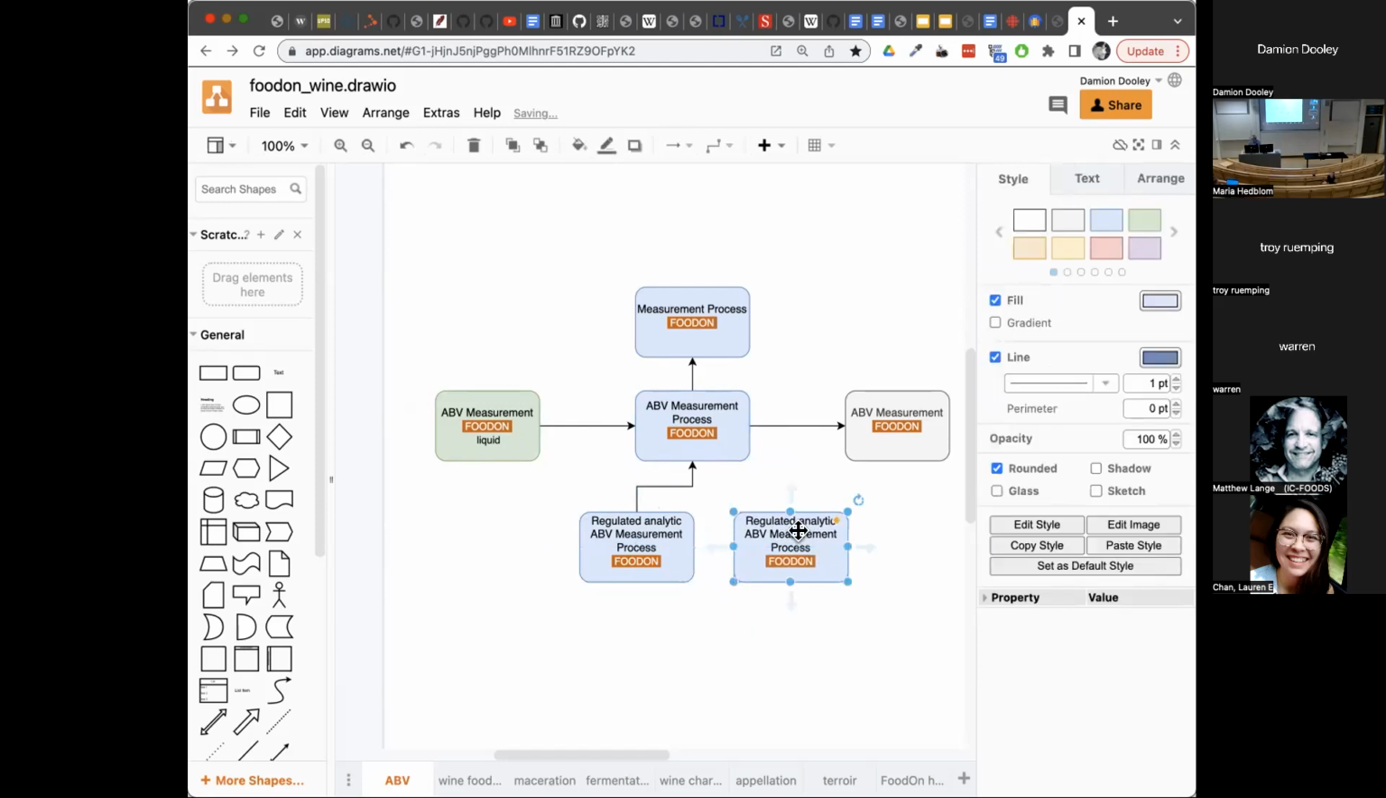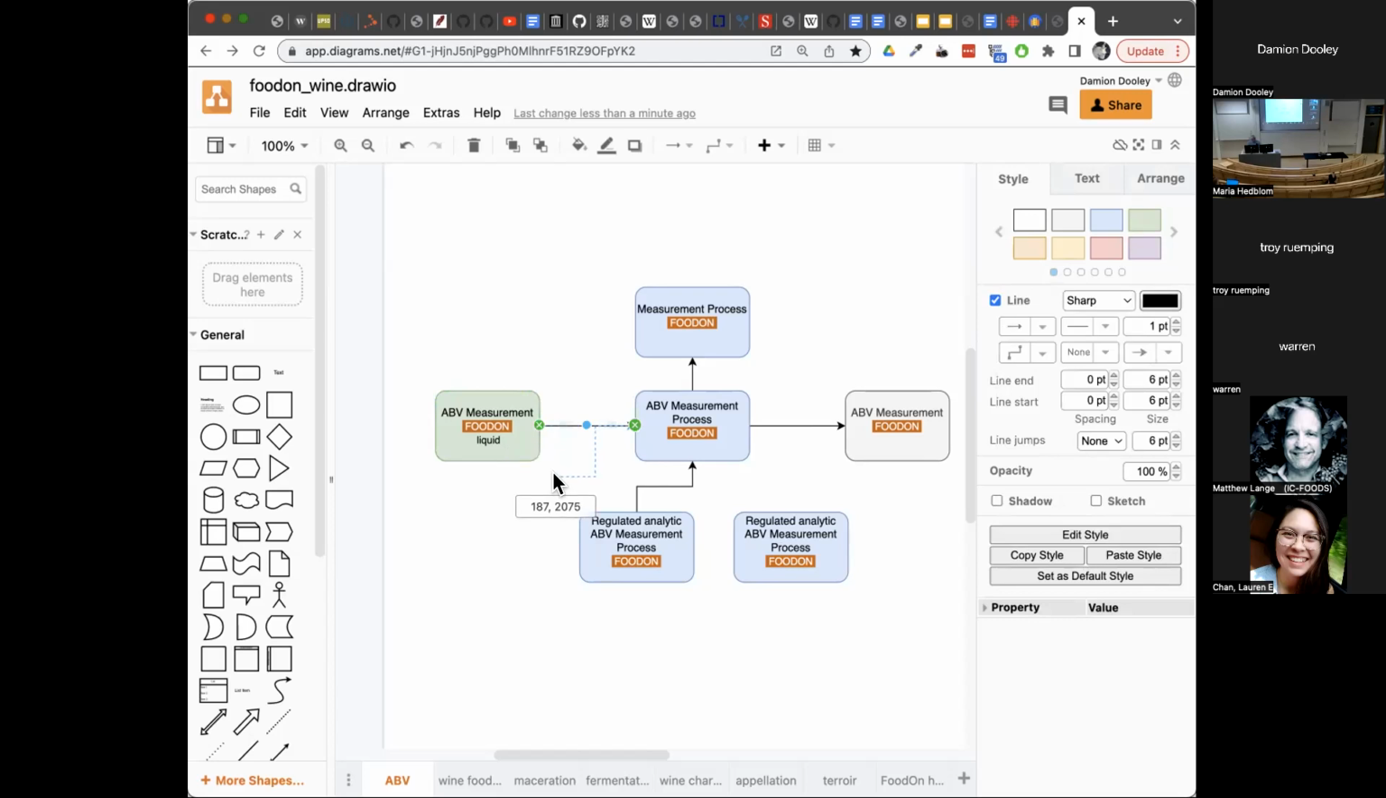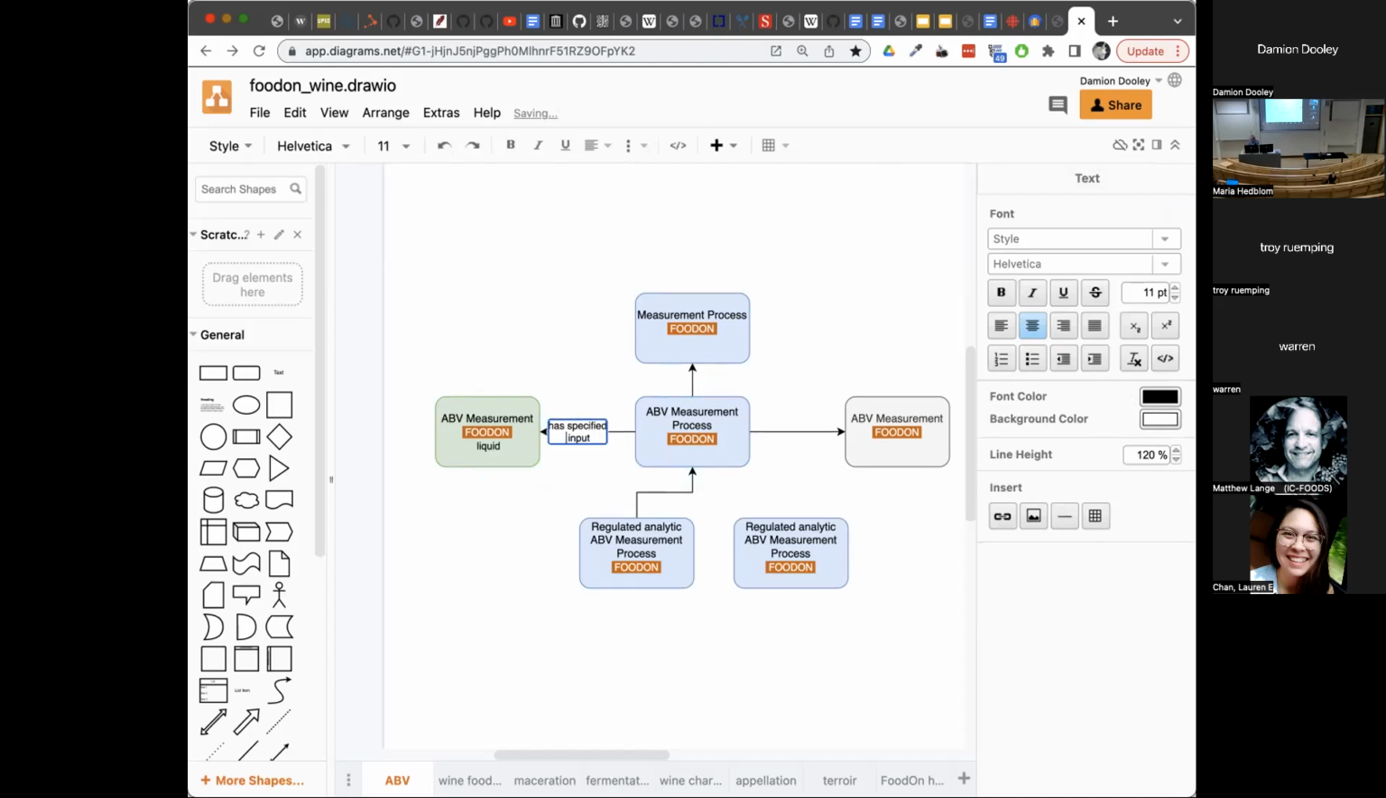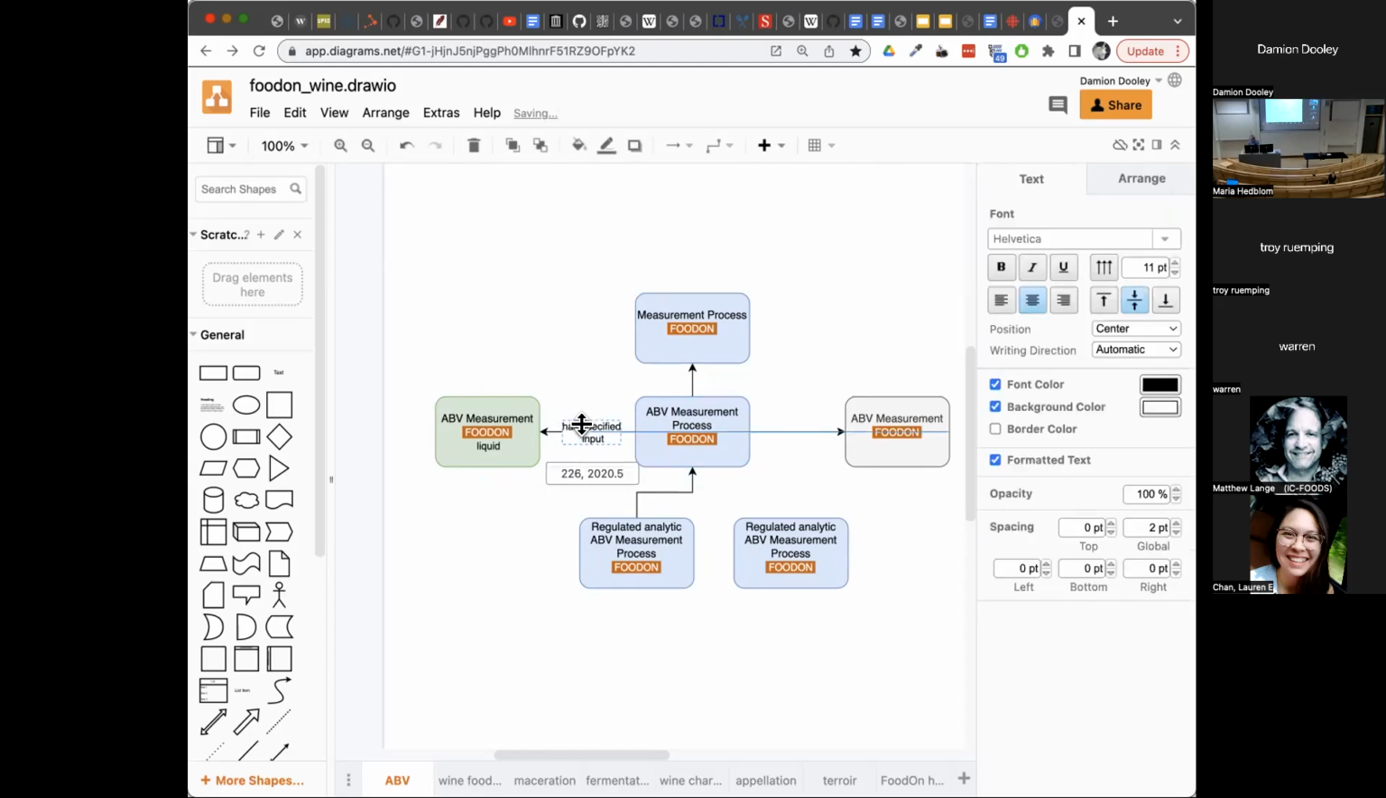Damion, what's the green box on the left? Green, so I can pop a legend in here, but green here is some liquid we're applying to this ABV measurement process. Could be beer, could be some other substance. So you're applying the liquid to the measurement process, or the measurement process to the liquid? Right, to be precise, the liquid is an input to the measurement process. I must admit I'm using a little OBO ontology terminology. So, as specified, input would be the technical relation I choose here.